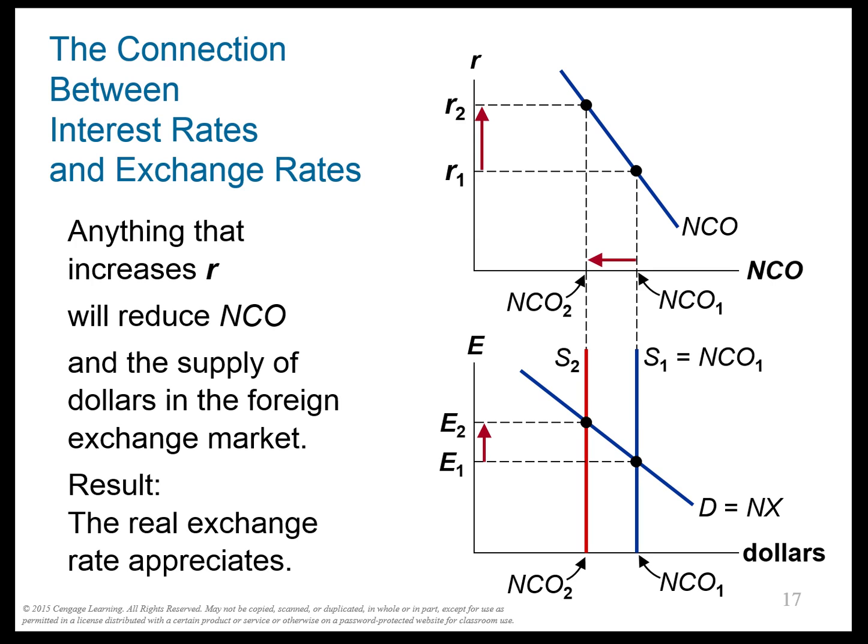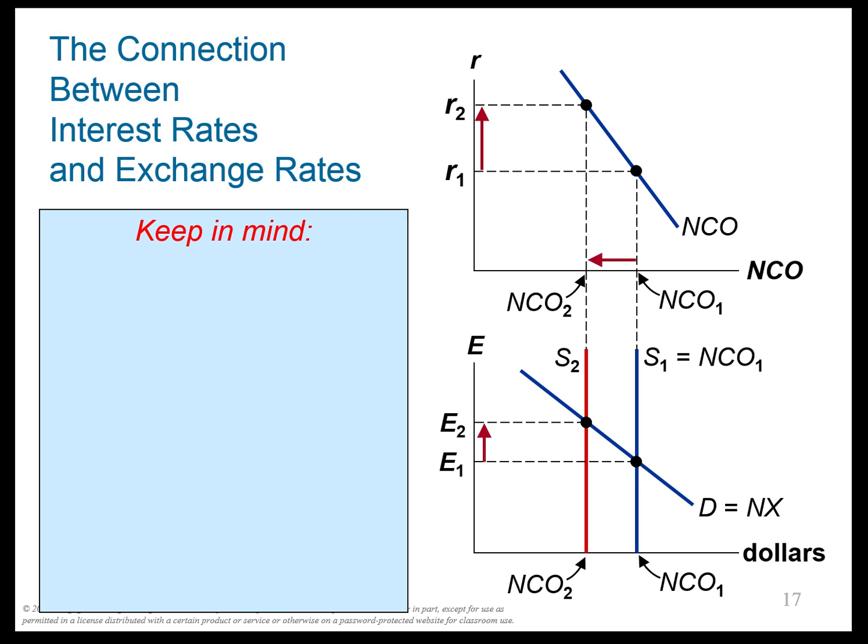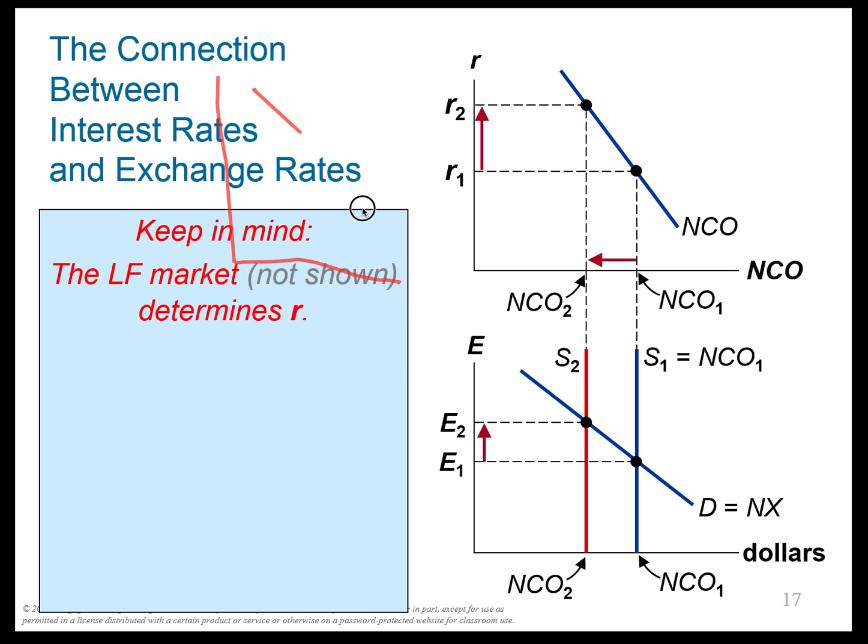So when that budget deficit happened, that made the real exchange rate appreciate, and of course then the net exports problem gets worse. So keep in mind, the loanable funds market determines R. It's not shown right here, but if you wanted to draw it on, and I recommend you do, I just don't have room on this graph, you draw it kind of right here, right? That's the market for loanable funds, and you determine the interest rate from the intersection of supply and demand in the market for loanable funds.